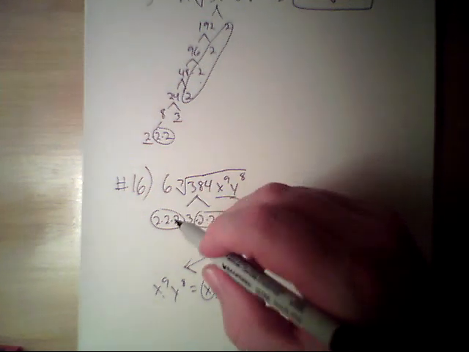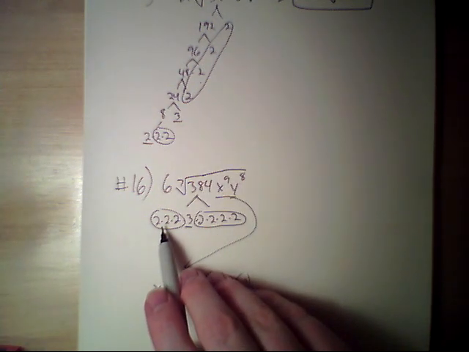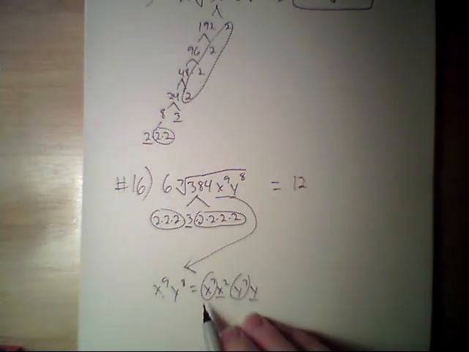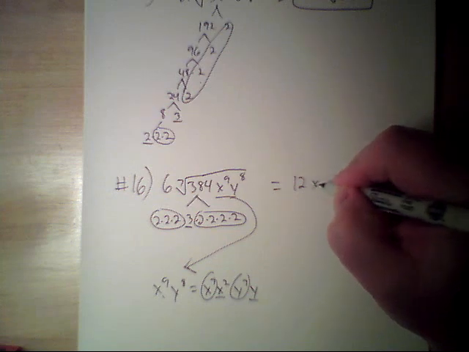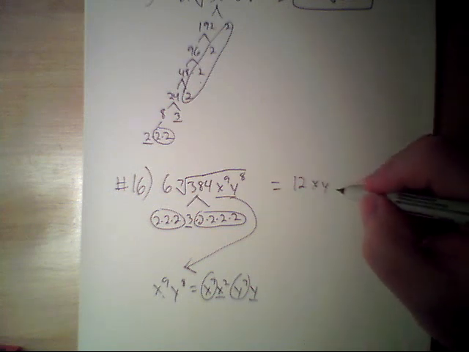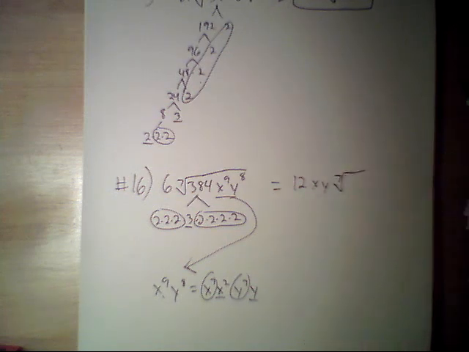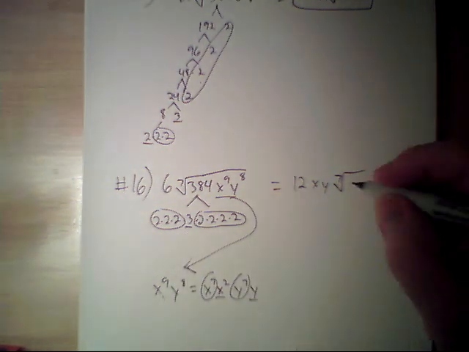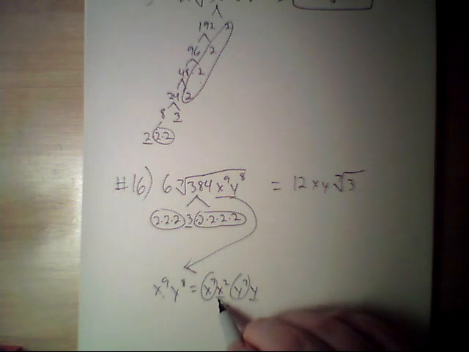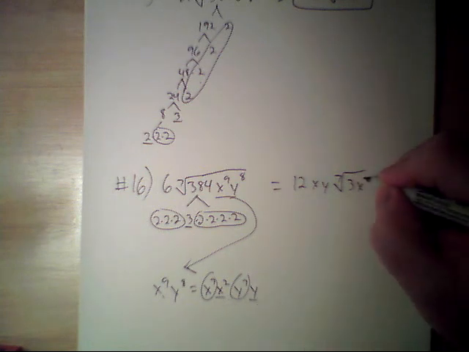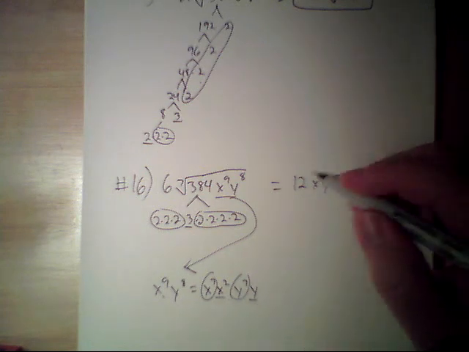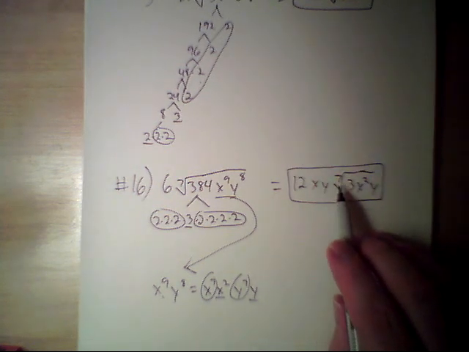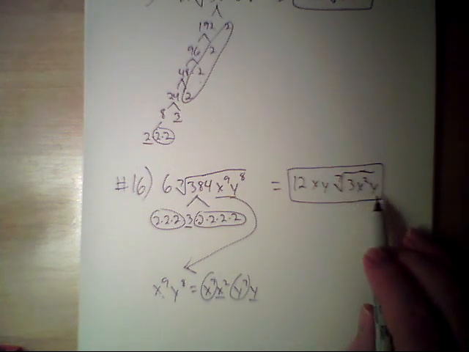So let's take a look at what we've got. What's coming out of the radical in terms of numbers is a 2. 2 times 6 is 12. We have an x and a y coming out. And what's left inside the radical, let's do the numbers first, we're going to have a lone 3, an x squared and a y left inside the radical. So we have 12xy times the 7th root of 3x squared y.